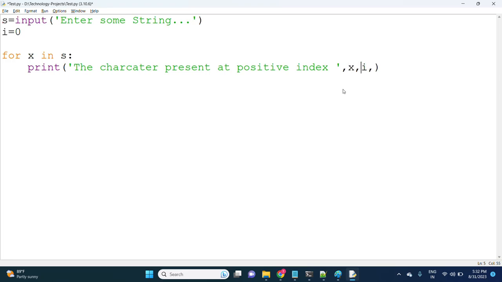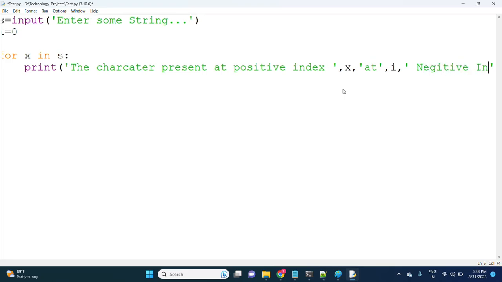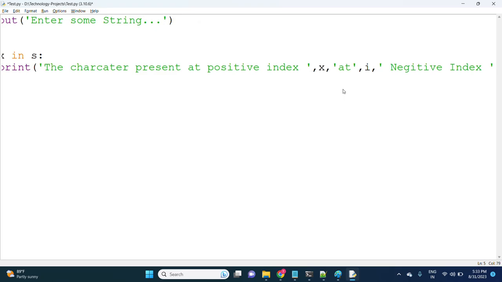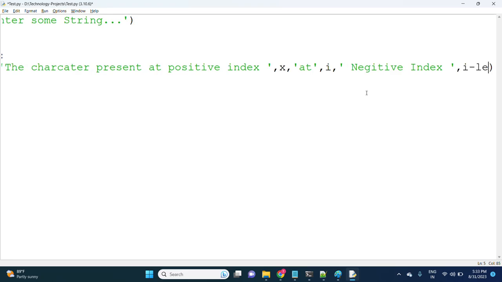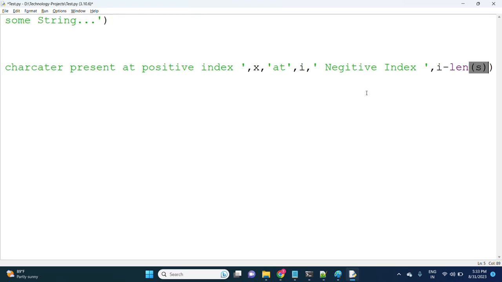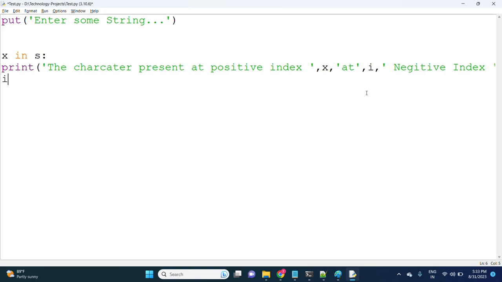The character present at positive index x is the first character; at the next negative index, the negative index is I minus length of s. Here what I am doing, I am incrementing the value of I.